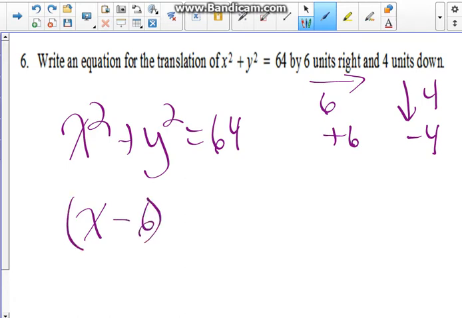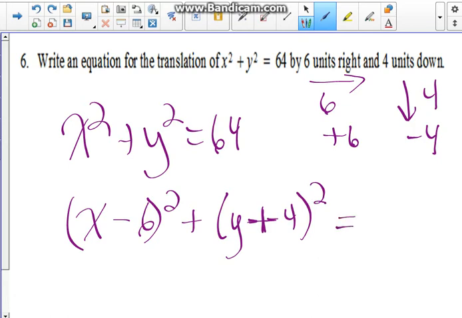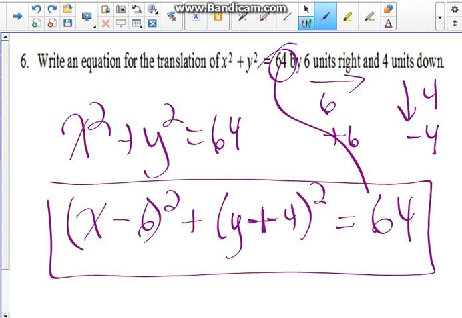6 squared plus y minus a negative 4, which is going to turn to plus, squared equals 64. So that just stays the same. And that's our equation.